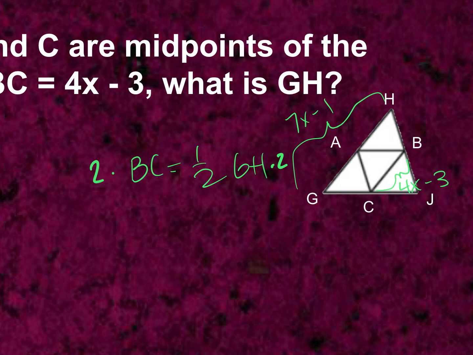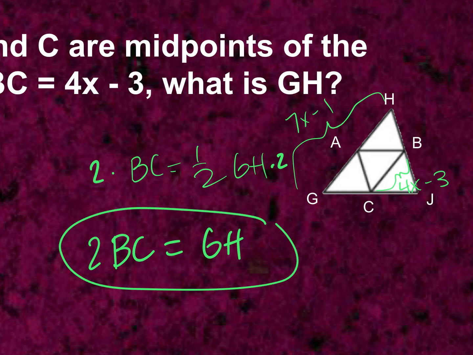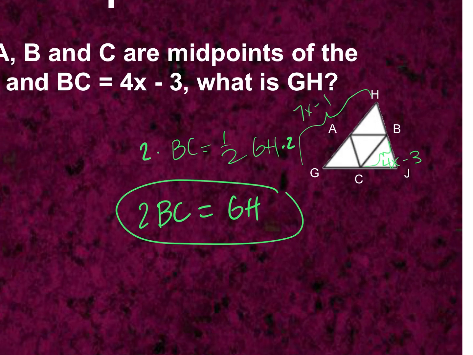Do you guys agree that 2 times BC is also the equivalent of GH? So, if we're given a midsegment, you could just multiply it by 2 and you'll get the length of the whole thing. I prefer to use this relationship because now I'm not going to have fractions when I distribute. So we're going to take the expressions and substitute them into this equation. Take BC, substitute it here, and take GH and substitute it here. What's my new equation after I substitute?